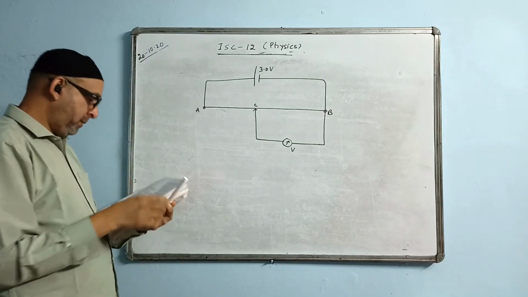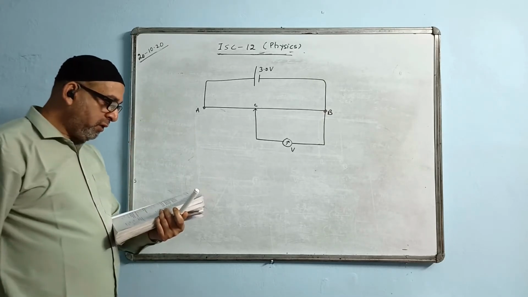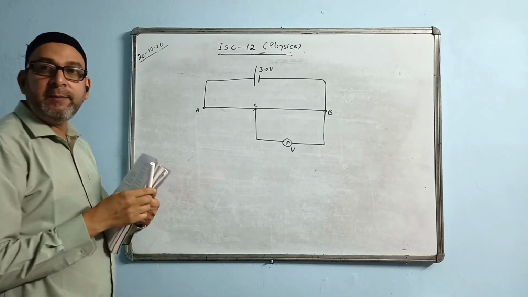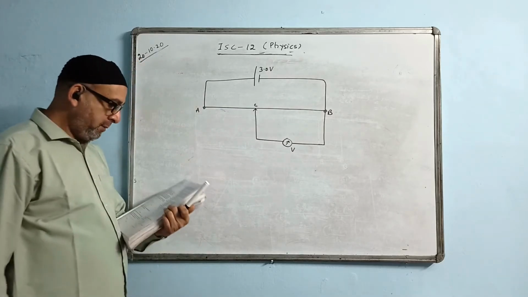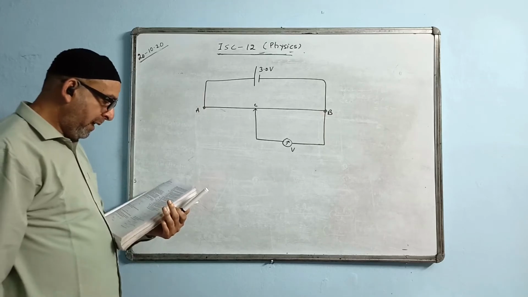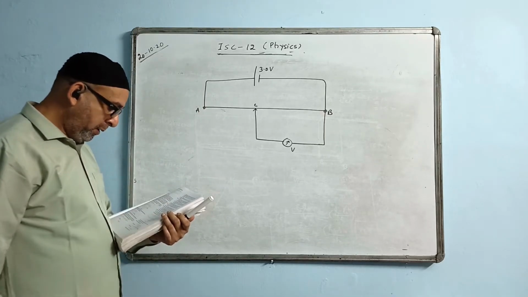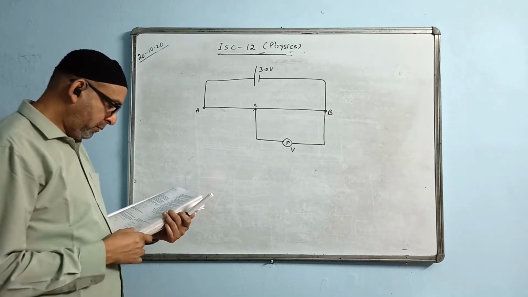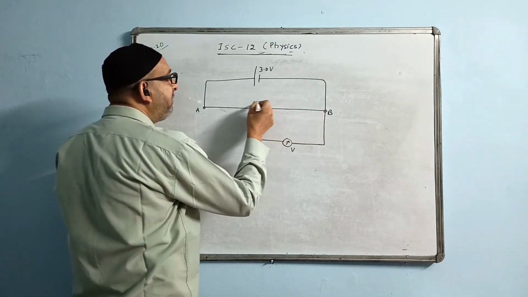The question says, the figure below shows a potentiometer wire AB of length 100 cm. A cell of EMF 3 volt and negligible internal resistance is connected across the 2 ends as shown. What is the reading in the voltmeter BC? The length BC is given as 70 centimeter.